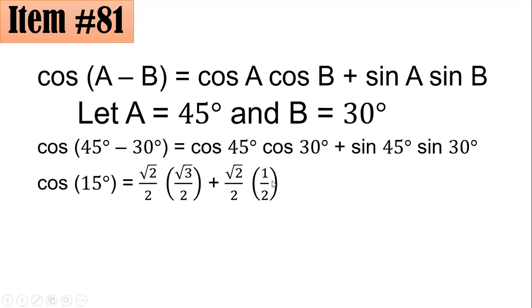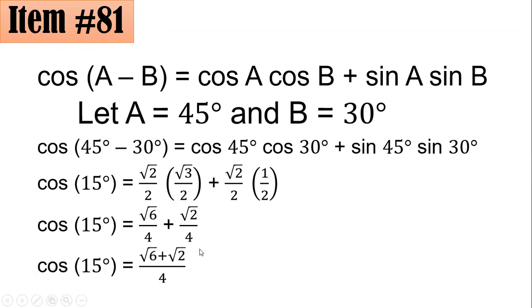So please recall these values. And with that, the product of these two is square root of 6 over 4. The product of square root of 2 over 2 and 1/2 is square root of 2 over 4. And since they are similar fractions, we could actually combine them. So cosine 15 degrees is square root of 6 plus square root of 2 all over 4, letter C. Or if you wish, you can use your calculator directly and it will give you the answer right away.